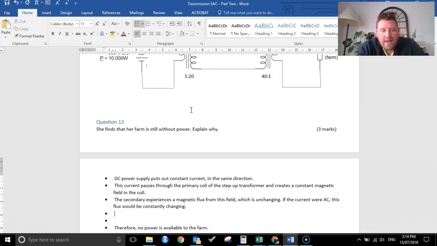Okay, so we have: EMF is only generated when there is a changing flux. Hence, no EMF is produced in the transmission circuit.